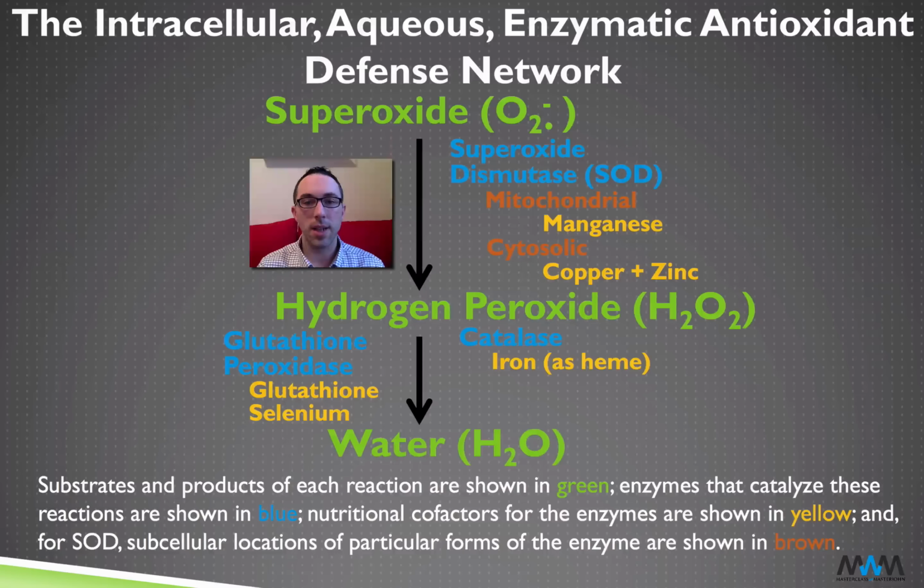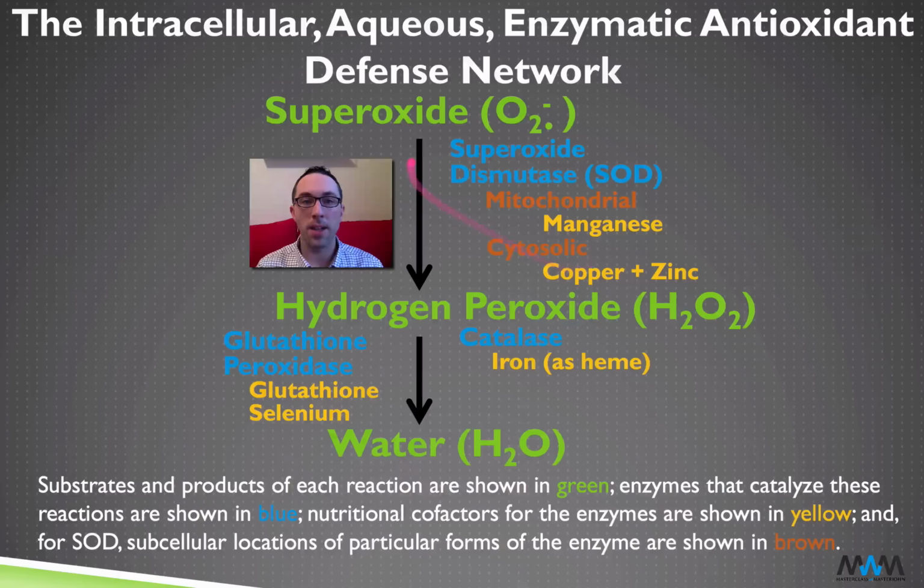Once you get superoxide to hydrogen peroxide, you can convert hydrogen peroxide to water using either glutathione peroxidase, which depends on glutathione and selenium. Glutathione is derived from dietary protein. Or catalase, which depends on iron in its heme form. Either of these can convert hydrogen peroxide to water. So thinking about the diet, protein for glutathione, and we'll talk about that in much more detail in a later lesson, but selenium, iron, copper, zinc, and manganese are all essential minerals in the diet.